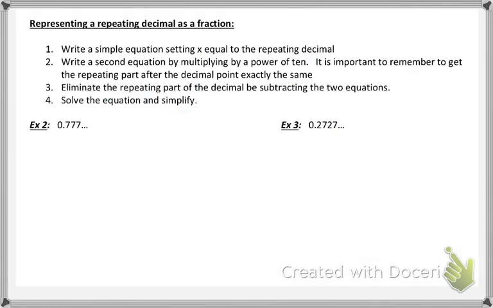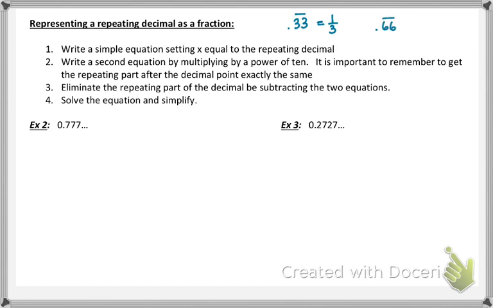And the very last thing we're going to look at today is how to rewrite a repeating decimal as a fraction. There are some repeating decimals that you already know what it is as a fraction, right? So for example, 0.33 repeating, you know that's 1/3.